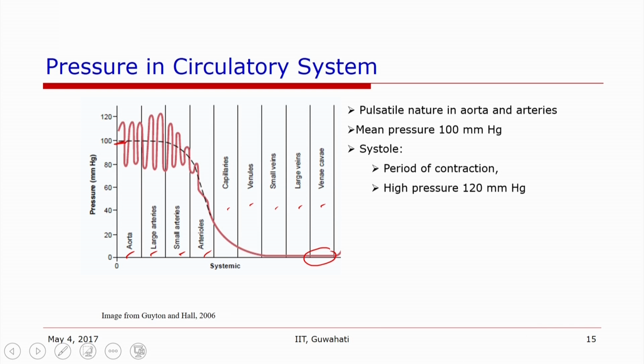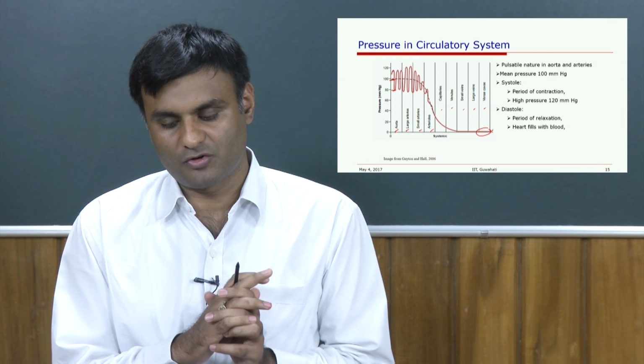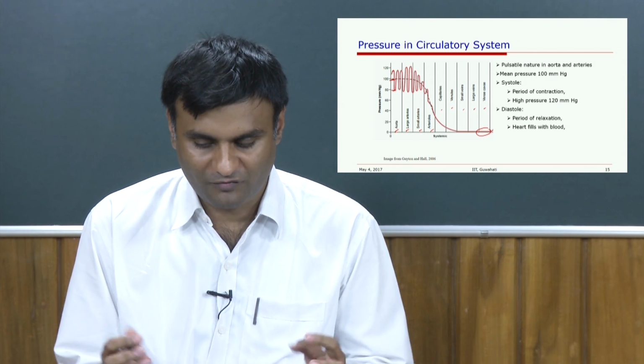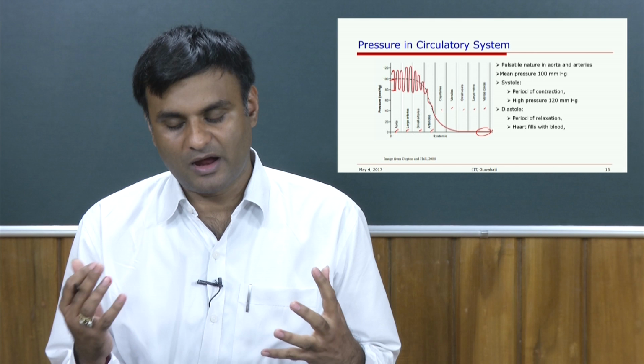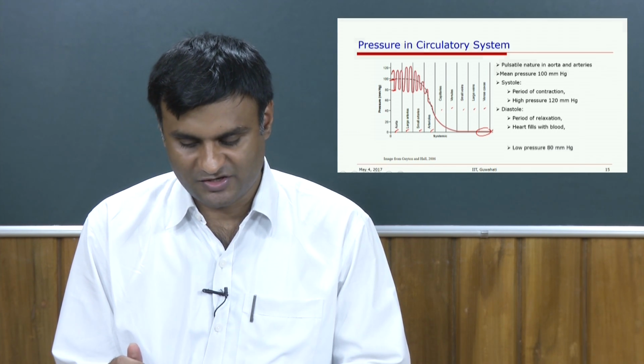You might see the maximum pressure is about 120 mmHg, and the minimum pressure is about 80 mmHg. The maximum pressure is known as systole and the minimum pressure is known as diastole. Maximum pressure occurs when the heart is contracting and the blood is coming out with full force. That is the period of contraction of the heart, and when the heart relaxes, the minimum pressure of 80 mmHg occurs.